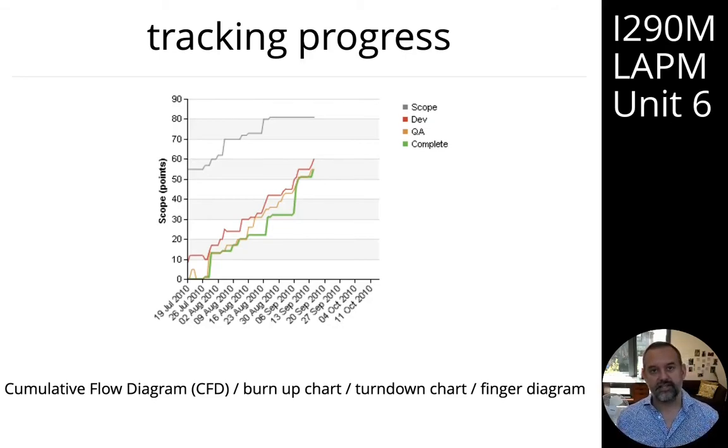So the nice thing about having a visualization like this is you can predict when you will be done with all of your work. You're just doing a linear regression and working out when that green line is going to meet the grey line at the top, and that will give you your date for when your project will be done. So a useful visualization to have.